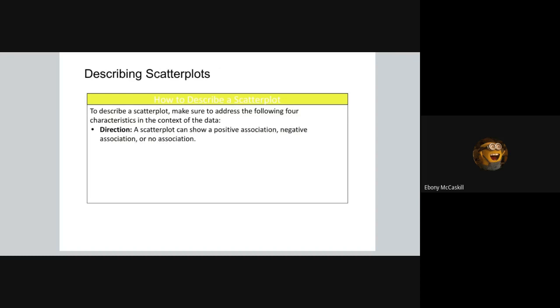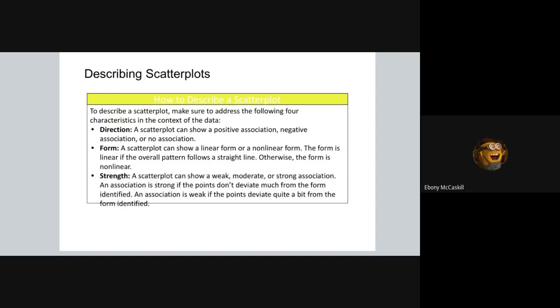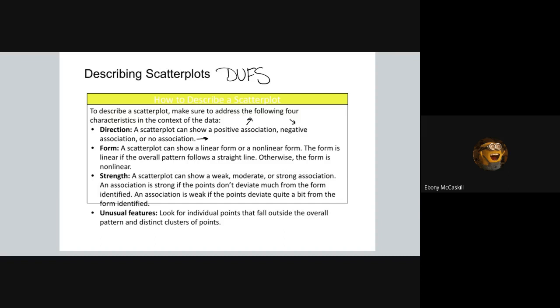You need to know the direction, the form, the strength, and unusual features. Please feel free to write that if it will help you. You need a direction. Is it positive? Is it negative? Or is it none? The form. I'm going to circle it, so make sure you highlight or circle these parts. We want to know whether it's linear or non-linear. Is it a straight line? Kind of? Or does it have a little curve to it?